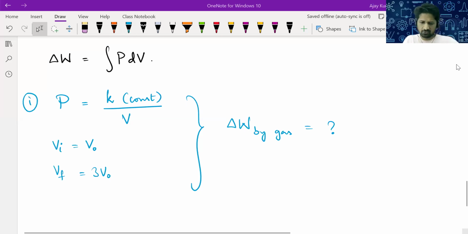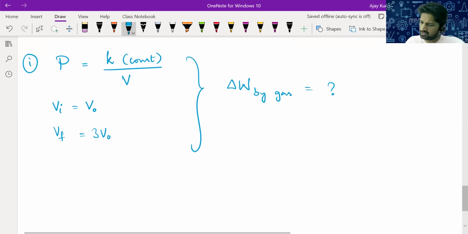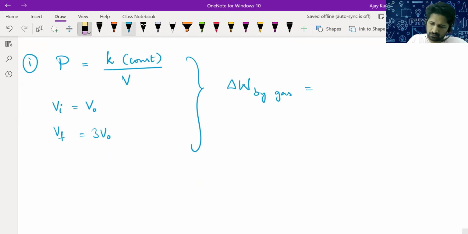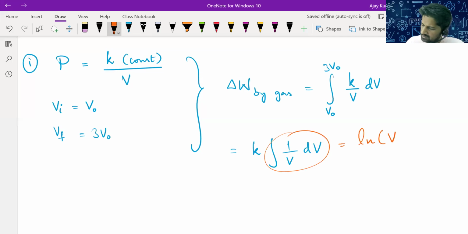Right, let us discuss the solution. Now work done is calculated as integral P dV. To perform that integration, you need to know pressure as a function of volume, which is already given to you here. So directly substitute delta W is equal to integral K by V dV. And limits for volume will be from V naught to 3V naught. Now K is a constant, you can put it outside the integral. And you will be left with integral 1 by V dV, and integral 1 by V dV is ln V, natural log.